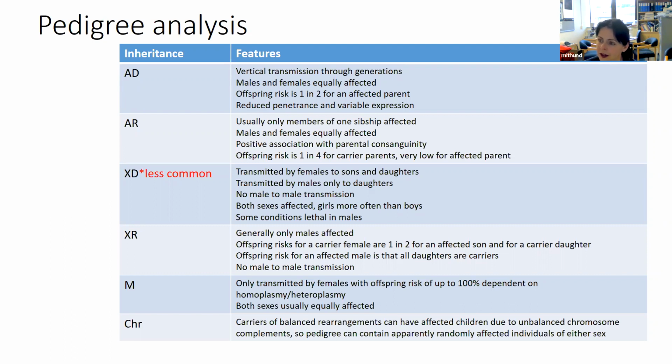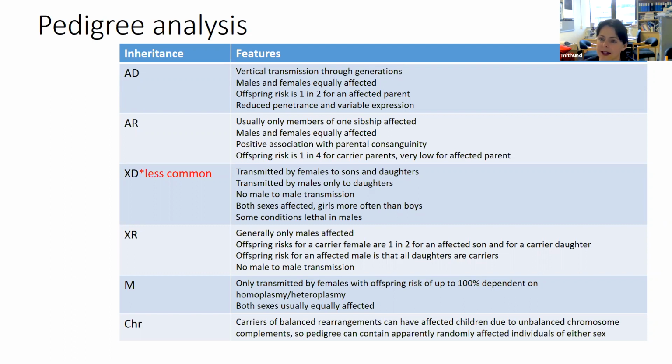X-linked dominant, we don't talk about that much because they're very rare, but with an X-linked dominant condition, this would be a trait that's transmitted from females to both their sons and daughters. It's on the X chromosome, and males can only pass it on to their daughters because males pass on their Y chromosome to their sons. So you can't get male-to-male transmission. With X-linked dominant conditions, both sexes are affected, but girls are often more affected than boys, and some conditions are completely lethal in males, which is why you get the disparity.